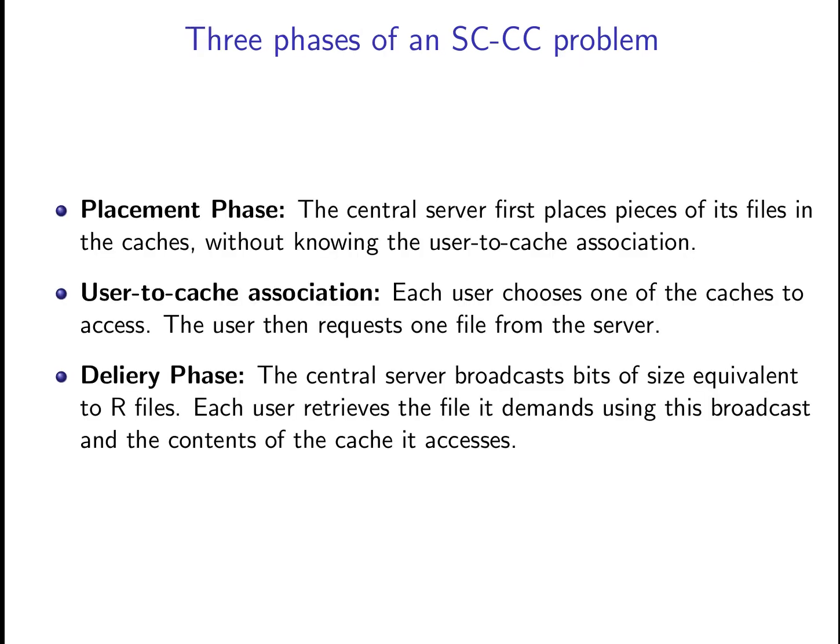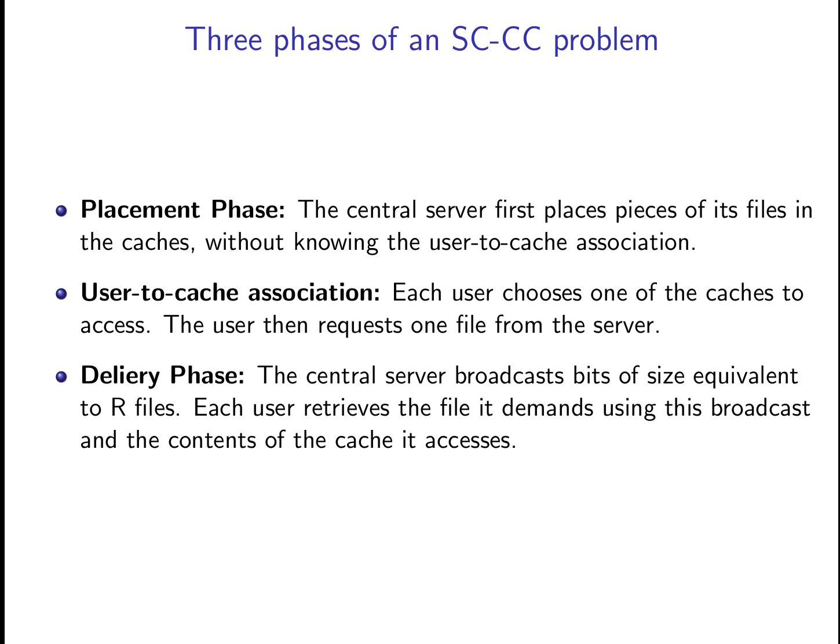Now, three phases of a shared cache coded caching problem. First, the placement phase. The central server places pieces of the files it has in the caches, and this is done without knowing the user to cache association. Then, the user to cache association: each user chooses one of the caches to access. It then informs the server about the cache it accesses, and it also informs the server what is the file that it demands.